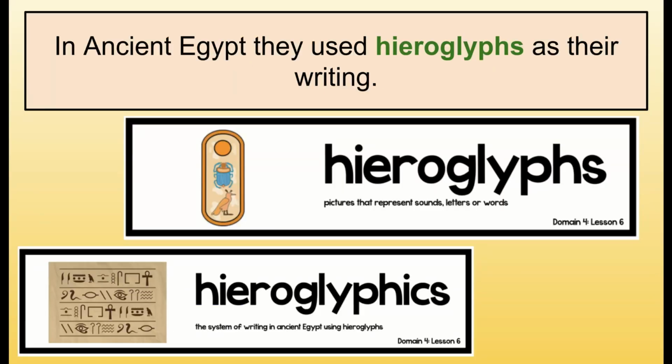In ancient Egypt, the form of writing they used is hieroglyphs. That's pictures that represent sounds, letters, or words.